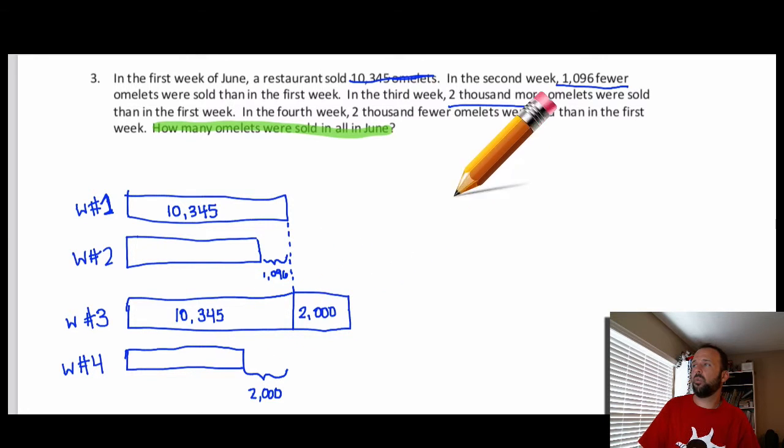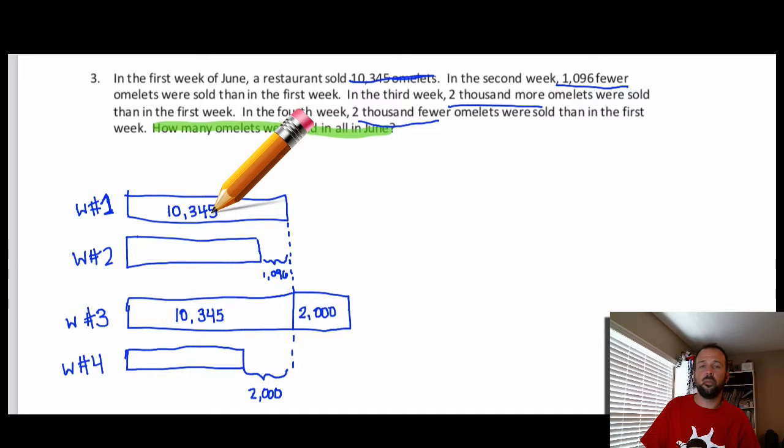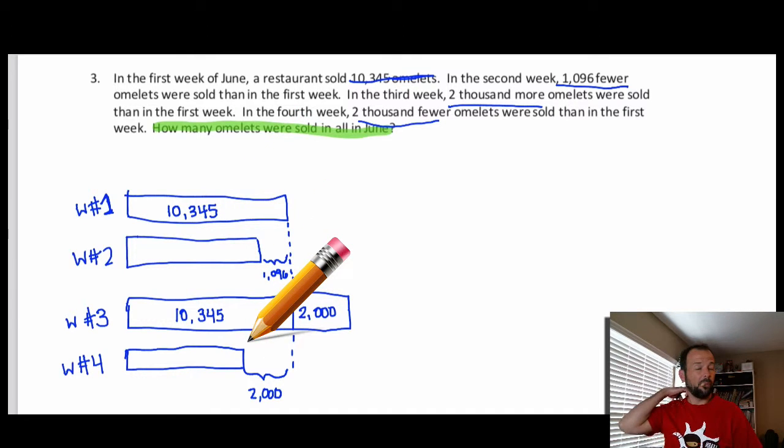And then coming down here to week 4, it says in week 4 they were 2,000 fewer again. So if you drew my line down here, again, I don't know what it is, but I drew this as 2,000 fewer because I know it's going to be 2,000 fewer than the first week, which was 10,345. So seeing this tape diagram drawn out, what steps do we need to take in order to find out how many omelets were sold in all of June? What do you think we're going to need to do?